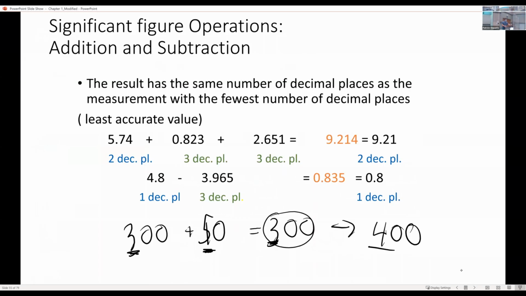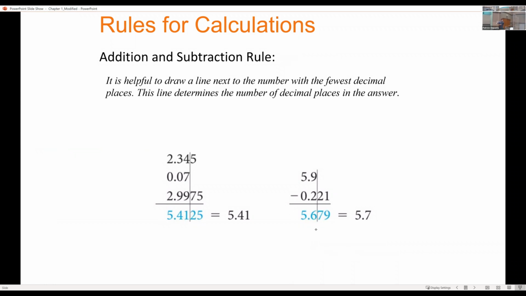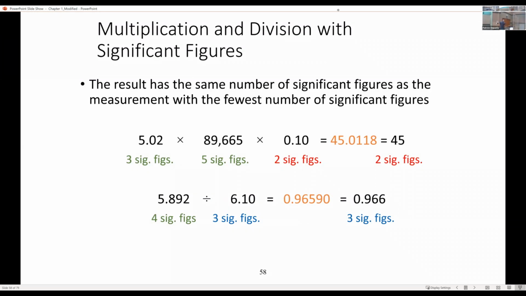There are examples like that on the homework, so I wanted to go over that. Okay, we know how to add and subtract. Now multiplication and division. Multiplication and division is a little bit more simple. You take the number of sig figs of the number that has the fewest sig figs, and you use that number of sig figs for your answer.